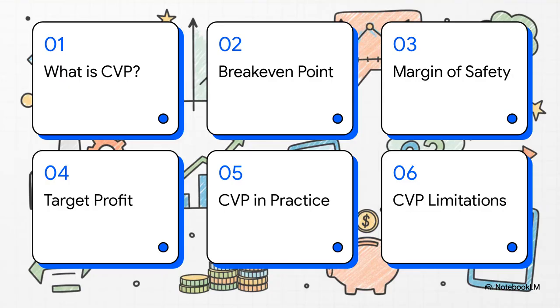Okay, let's jump right in. Here's our game plan. We'll start with the basics, what CVP even is. Then we'll get practical, calculating the break-even point and margin of safety. After that, we'll shift gears to aiming for a target profit and wrap everything up with a crucial reality check on CVP's limitations. By the end, you're going to have a powerful new tool in your engineering toolkit.